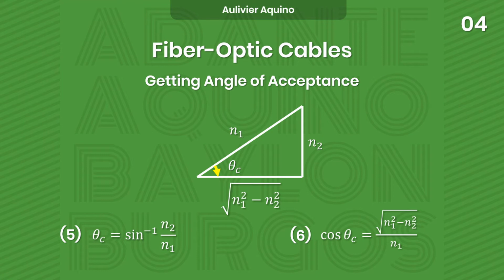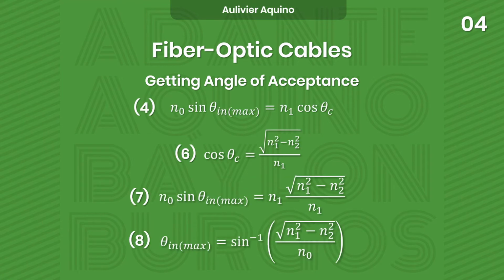We can substitute equation 6 in equation 4. Equation 4 and 6 are shown again to show the substitution. Equation 7 is the result of the substitution. n1 will be cancelled. Isolating theta in max, we get equation 8. Equation 8 gives the formula for the angle of acceptance.